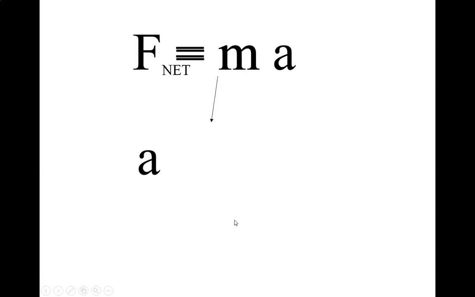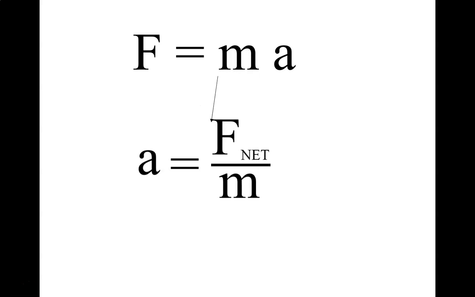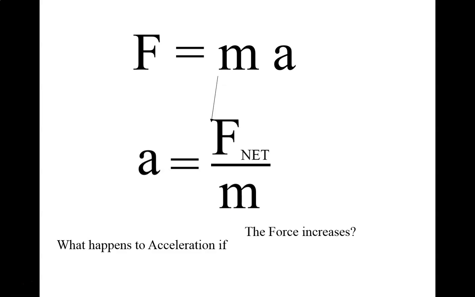Okay, so rearranging this equation into solving for acceleration: acceleration equals force divided by mass. So if you increase the force, you make the top of this bigger. What happens to the acceleration? This side gets bigger if this top gets bigger. So if you increase the force, you get more acceleration. If you increase the mass, then this side of the equation gets smaller, and since it's an equation, this side gets smaller as well. So that means if you increase the mass, you get less acceleration.